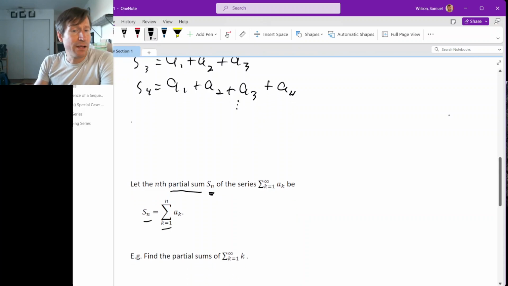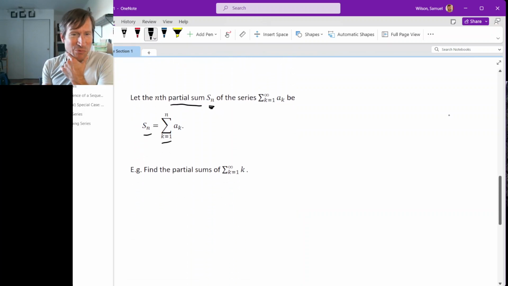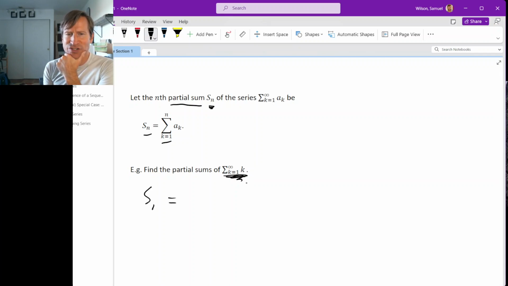Just to make sure we understand what a partial sum is, let's express the partial sums of this series, the sum from k equals 1 to infinity of k. So S sub 1, this series starts at 1. I should say that sometimes your series will start at 0. Sometimes they'll start at 1. It depends on context. So whenever you see a series, be sure you look at where it starts.